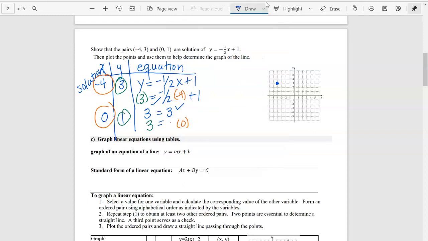So the equal sign is still here, negative 1/2, then plus 1. Now I want to see, is this true? Well, there's nothing to do with the 3, so we're okay with that. Negative 1/2 times 0 is 0, and 0 plus 1 is 1. Sorry, hold on one second, let's back that up. I accidentally plugged in a 3 for the y, and it needs to be a 1, so let's back that up.